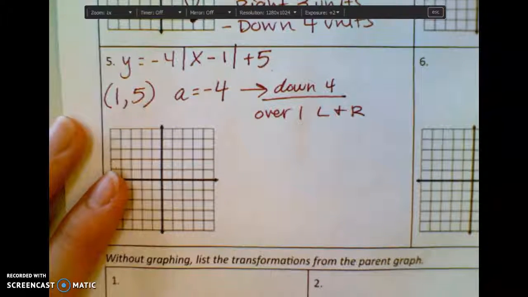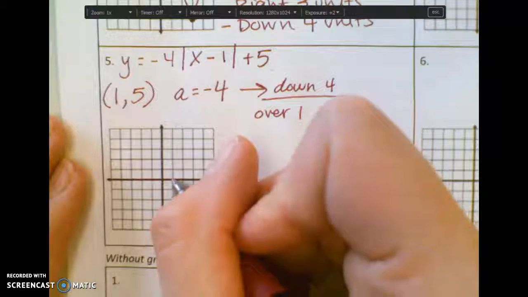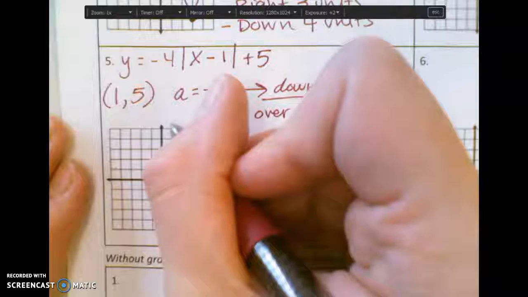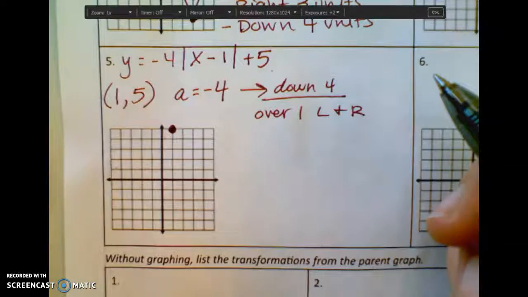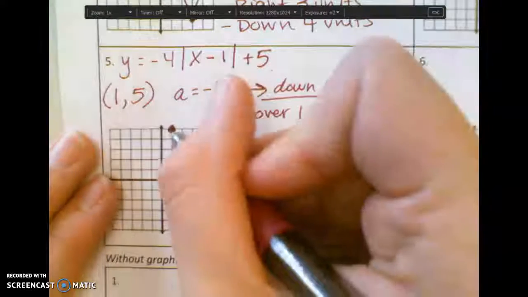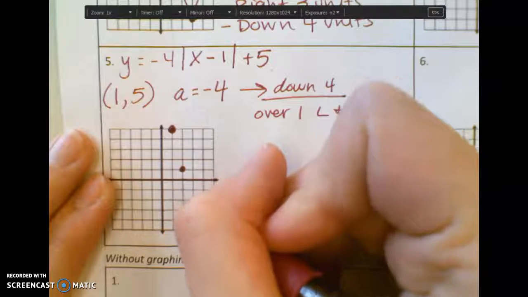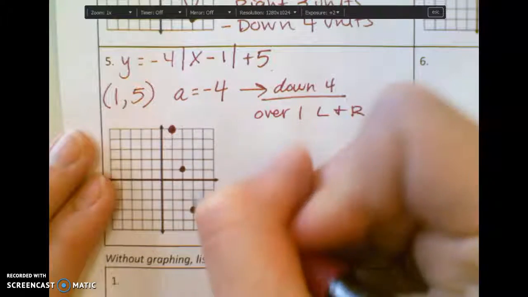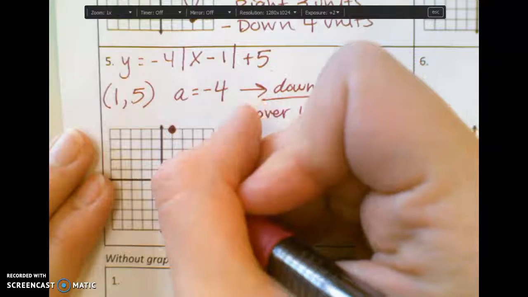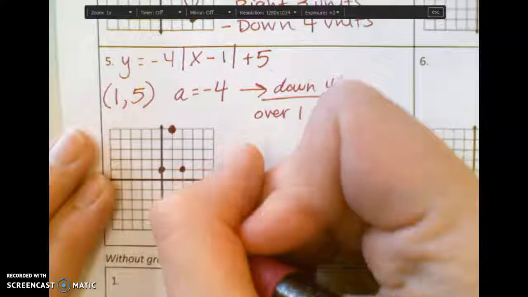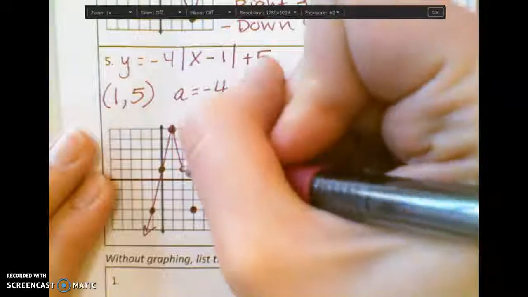Down 4, over 1 left and right. So let's go ahead and graph it. We're going to go to 1 and then to 1, 2, 3, 4, 5. So here's my vertex. My slope here, or my a value, tells me to go down 1, 2, 3, 4 and over 1. So there's my right side. Now I need left. So down 1, 2, 3, 4 over 1. So here's my absolute value function.